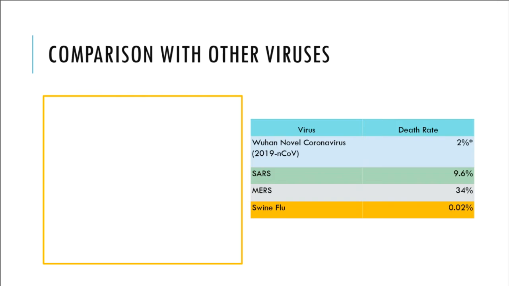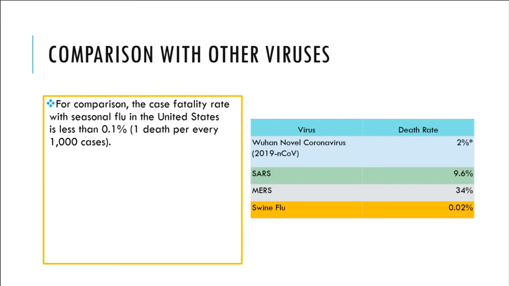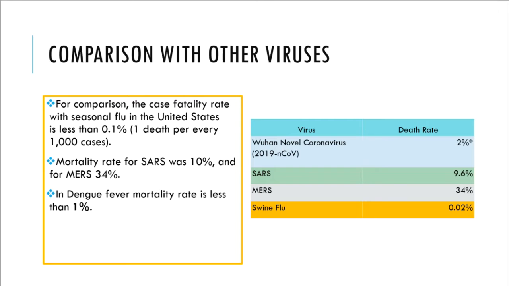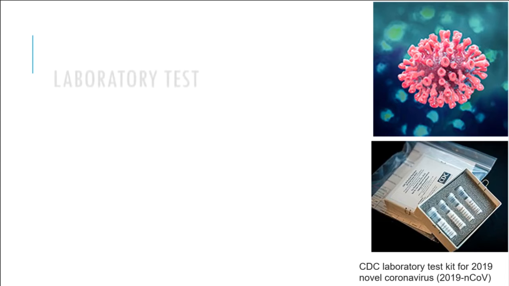Comparison with other viruses. For comparison, the case fatality rate with seasonal flu in the United States is less than 0.1%, 1 death per every 1,000 cases. Mortality rate for SARS was 10%, and for MERS 34%. In dengue fever the mortality rate is less than 1%.